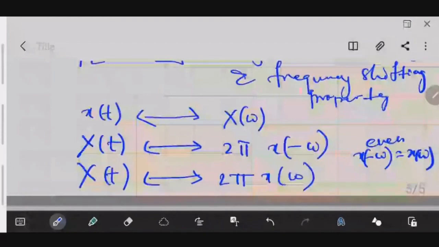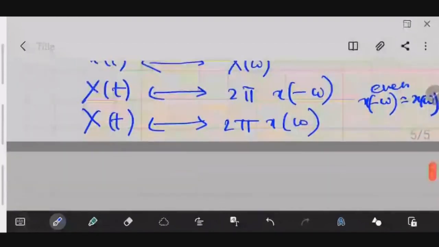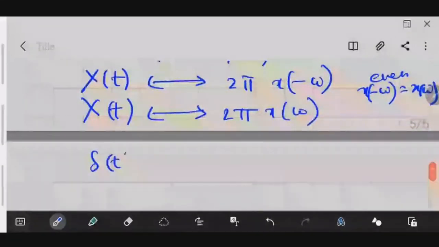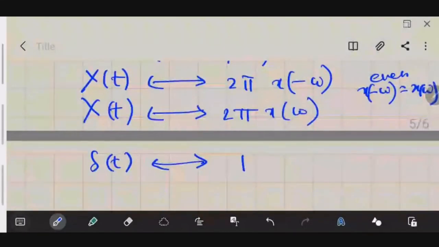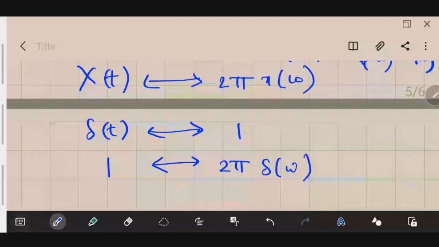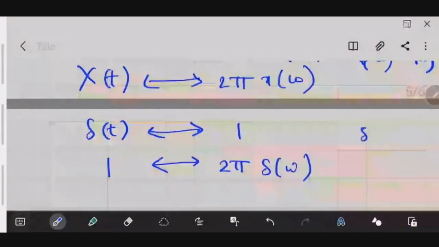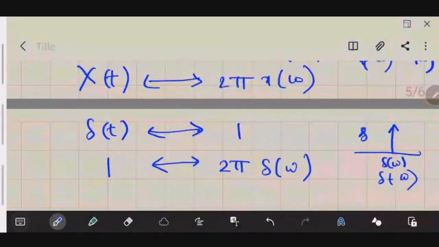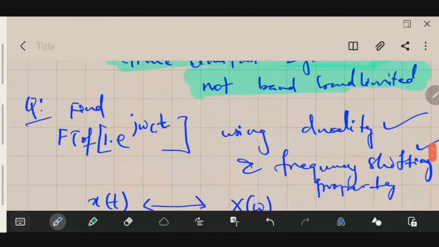So simply, we have in the earlier class found out that the Fourier transform of del of t, which is the unit impulse, is actually equal to 1. Got it? So that means if somebody asks you to find the Fourier transform of 1, it is del of omega, because we know that del of t is like this. Even if you take the mirror image of it, del of omega and del of minus omega, they all will be same. So we could write it like this. Now let us come to this question.